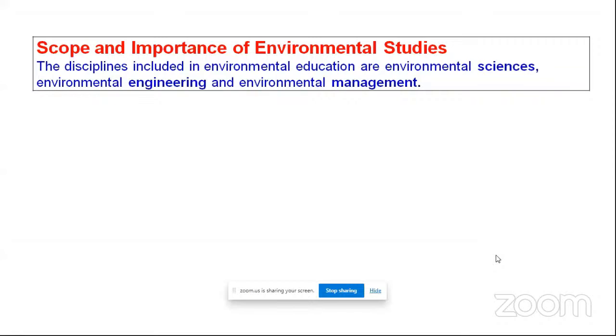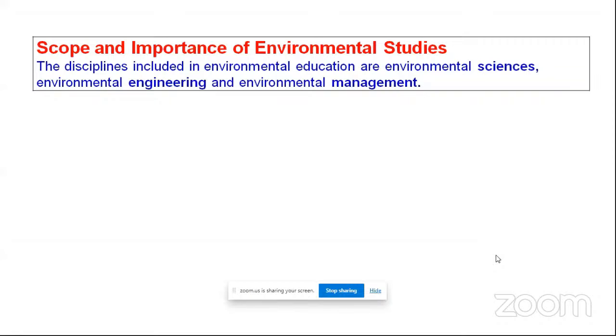So, three big areas of environmental study scope: you can be just an environmental scientist, you can be an environmental engineer, and you can also be engaged in environmental management. So there are three career options for all of you if you closely develop some kind of philia or liking for environmental studies.